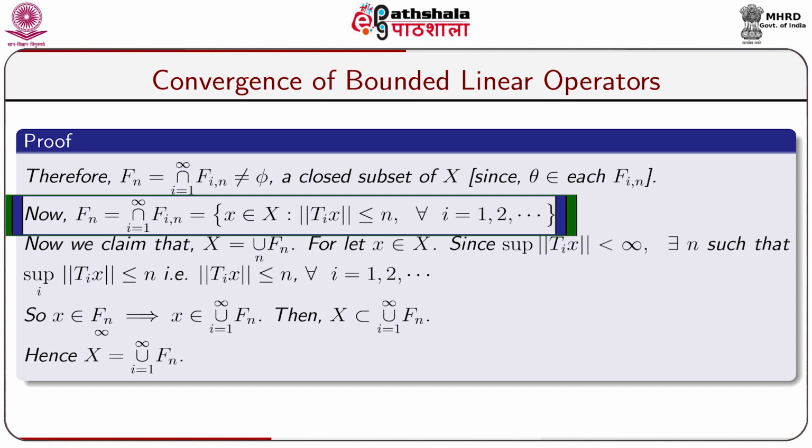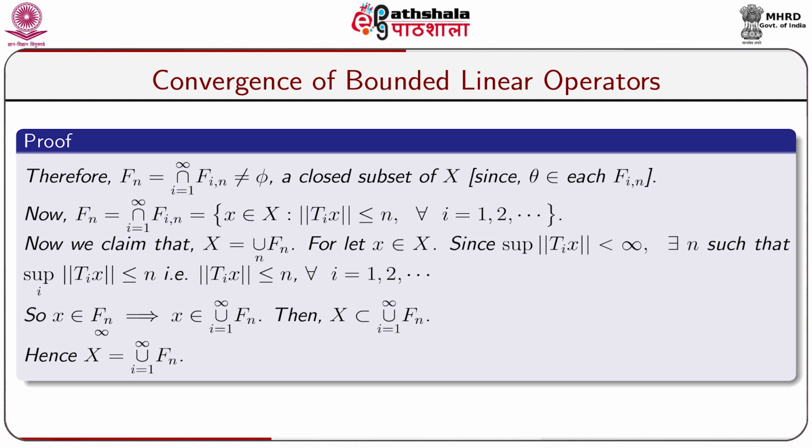Now, Fn is equal to the intersection over i equal to 1 to infinity of Fin, which is equal to the collection of all elements x belonging to capital X for which norm of Tix less or equals to n for all i equal to 1, 2 and so on. Now, we claim that capital X is equal to the union of Fn.